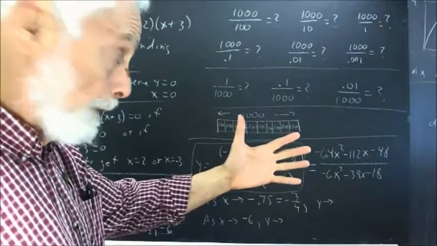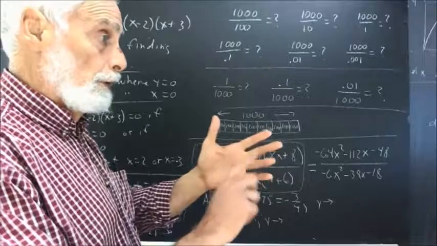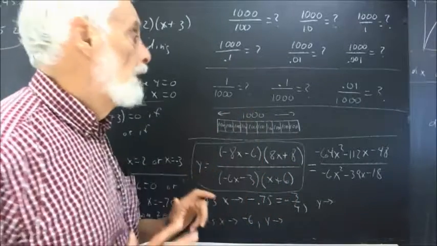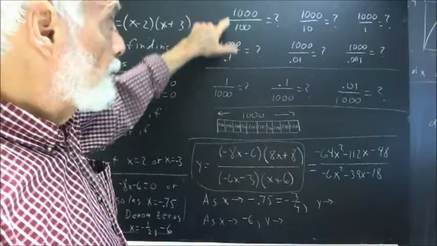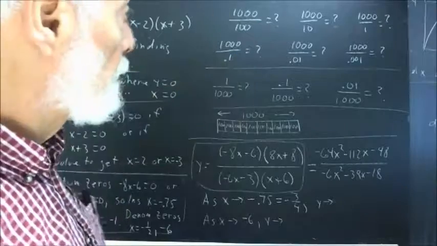I can count on my fingers. I can count by hundreds to 1,000. 100, 200, 300, 400, 500, 600, 700, 800, 900, 1,000. So 1,000 divided by 100 is 10. I'm not going to write that up here. You should be taking notes.